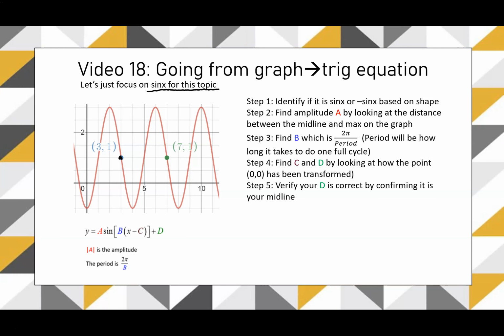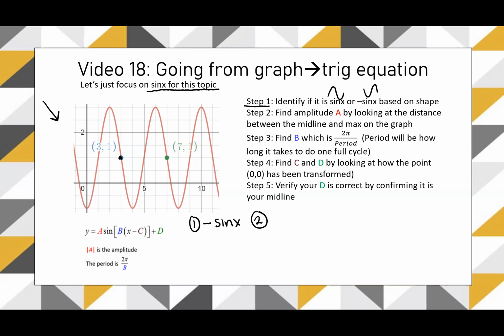The first thing that we're going to do is I'm going to give you this graph, and you need to do step 1, where you identify if it's a positive sine x or a negative. We remember that sine x starts by going up, versus negative sine x, which starts by going down. So we look here, and what is it doing? It's going down, right? So here, step 1 is telling us that it's going to be a negative sine x.